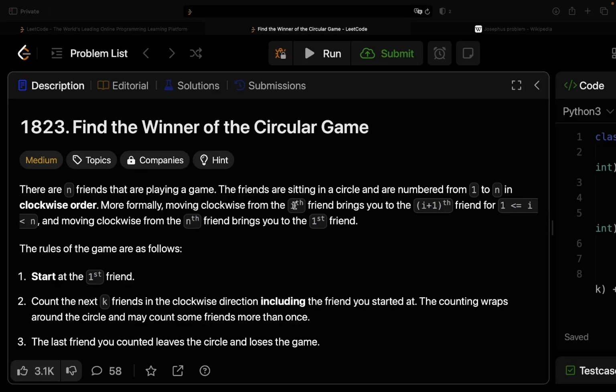Today we are going to find the winner of a circular game. There are n friends that are playing a game. The friends are sitting in a circle and are numbered from 1 to n in a clockwise order. More formally, moving clockwise from the ith friend brings you to the (i+1)th friend for i between 1 and n, and moving clockwise from the nth friend brings you to the first friend.